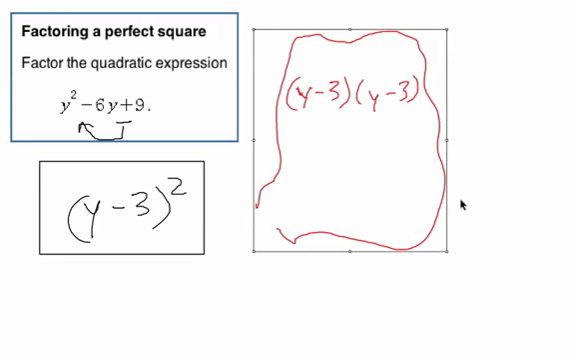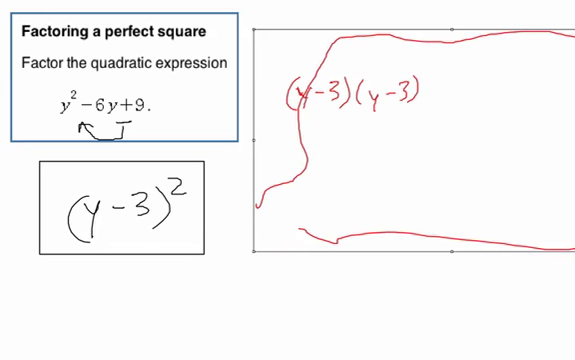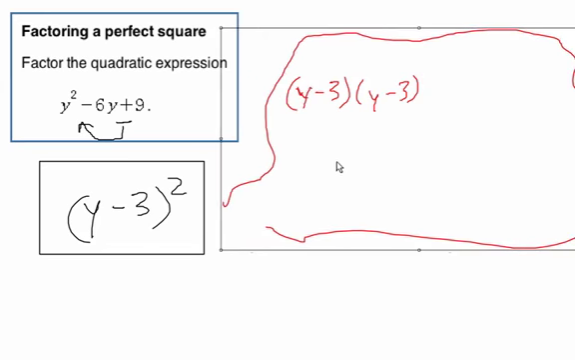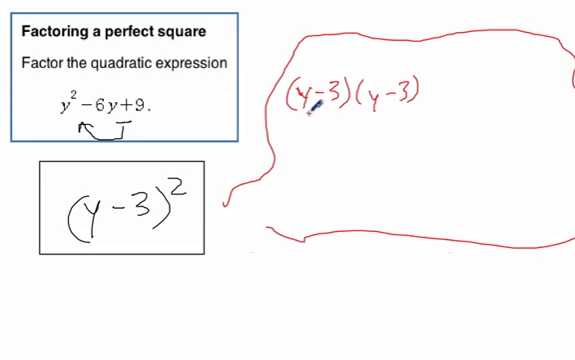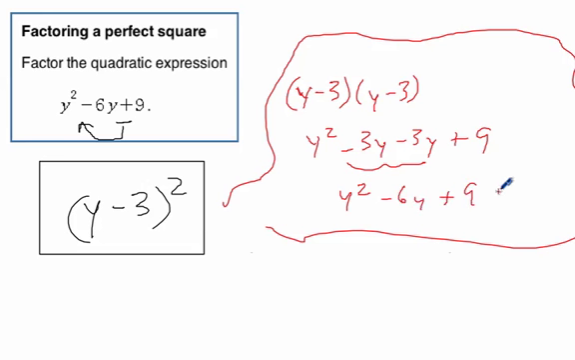Let's see if I can expand this thought bubble. Give me some more room. If we FOIL that, that's y squared minus 3y minus 3y plus 9. Hey, that works. Y squared, this makes a negative 6y plus 9. Check. A short few seconds can make sure your answer's right, especially on a quiz or an assessment.